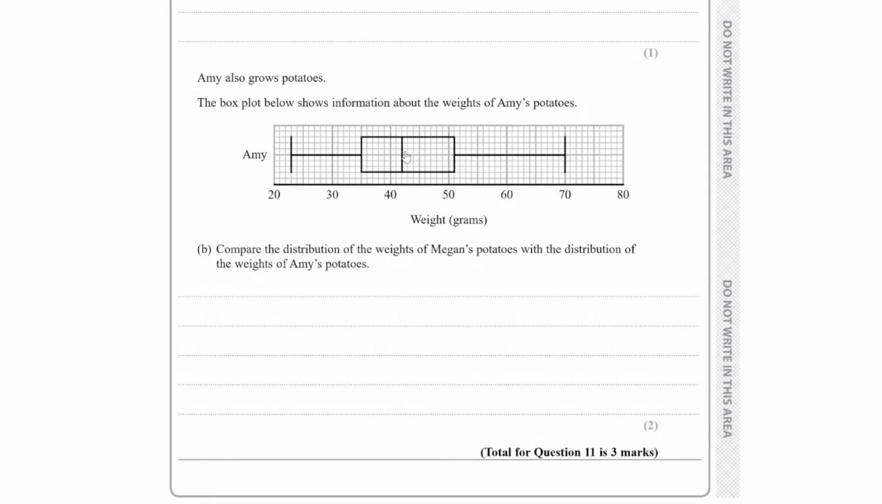Part B, Amy also grows potatoes. The box plot below shows information about the weights of Amy's potatoes. Compare the distribution of the weights of Megan's potatoes with the distribution of the weights of Amy's potatoes.